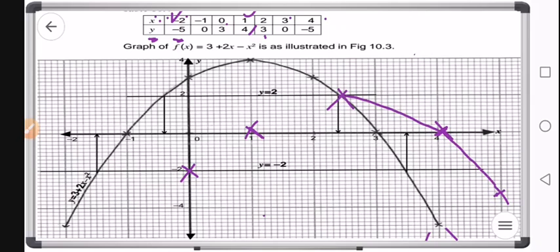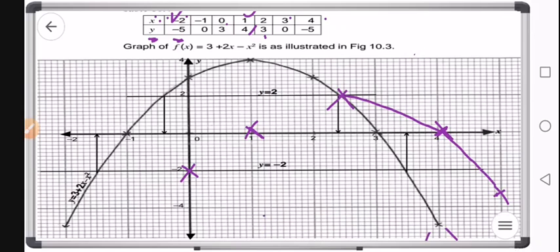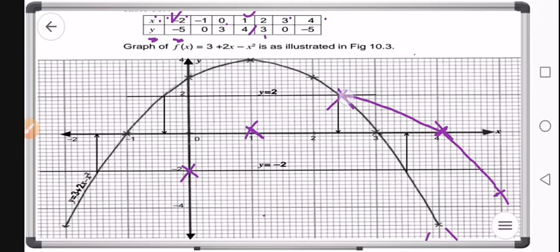And I found another point somewhere here. Right, but I'm not telling you about any problem, since this is just an illustration.